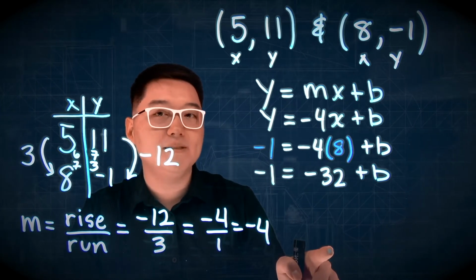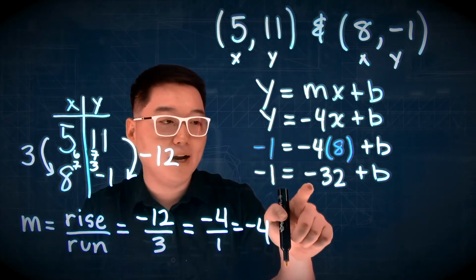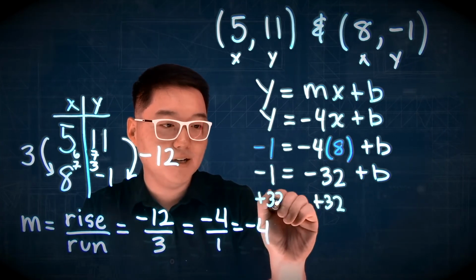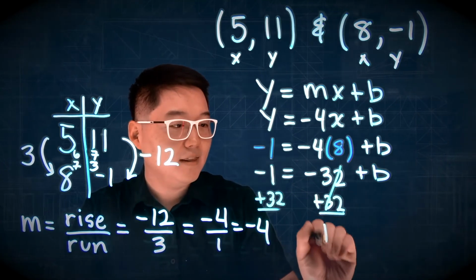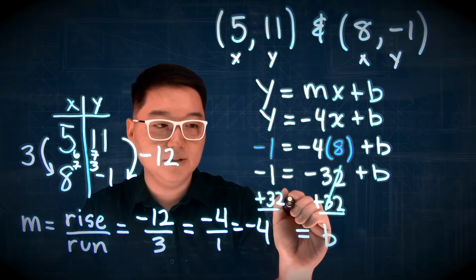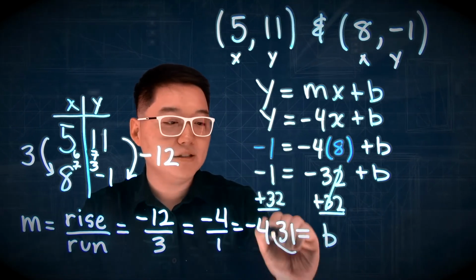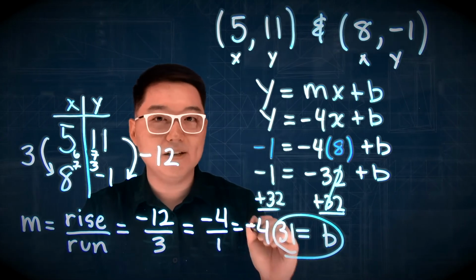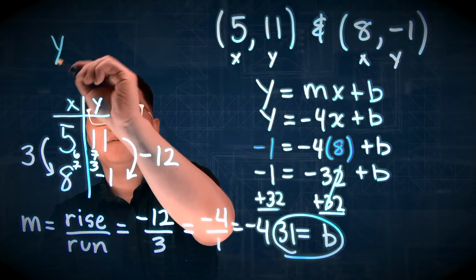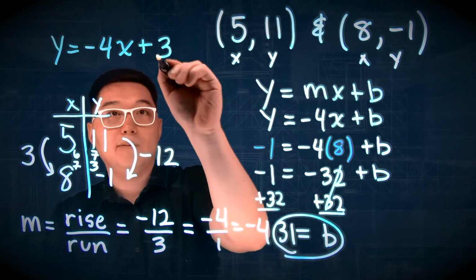So what's the opposite of -32? The inverse operation of a negative or a minus sign is to add 32 to both sides of the equal sign. That gives us a b value of -1 combined with positive 32 of $31. That means you started out with $31 on day 0. So the equation must be y equals -4x plus 31.